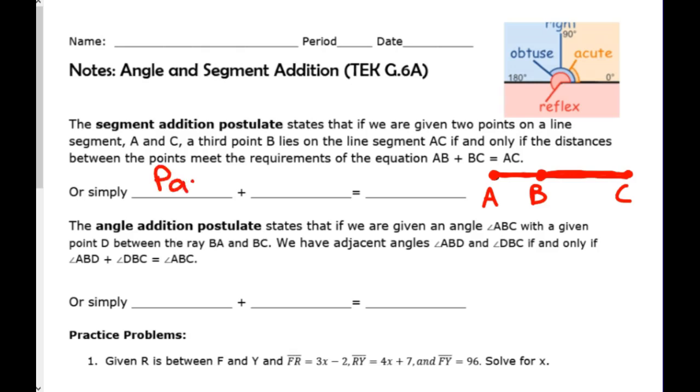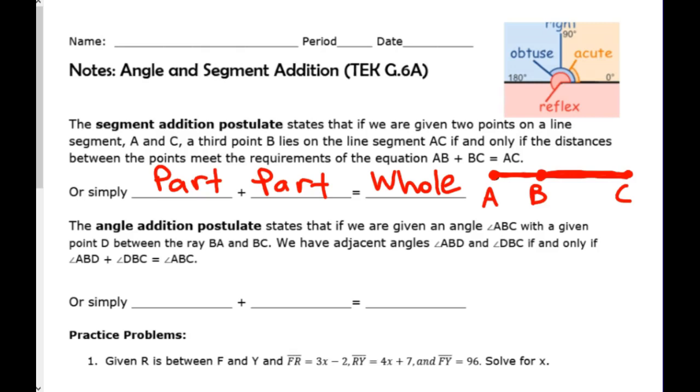So whenever we're doing these addition postulates, this is basically, yes, you can write this down. Part plus the other part equals the whole thing. That's how you're going to set up these equations today, okay? If you know one part, you know the other part, add them up. Equal sign, whatever the whole thing is, okay? And it's going to be the same thing for angles.